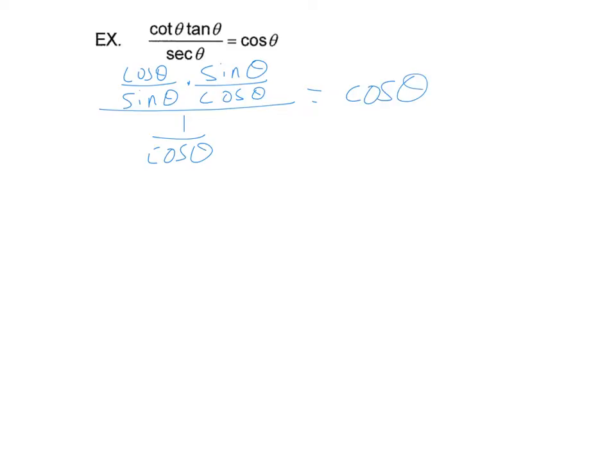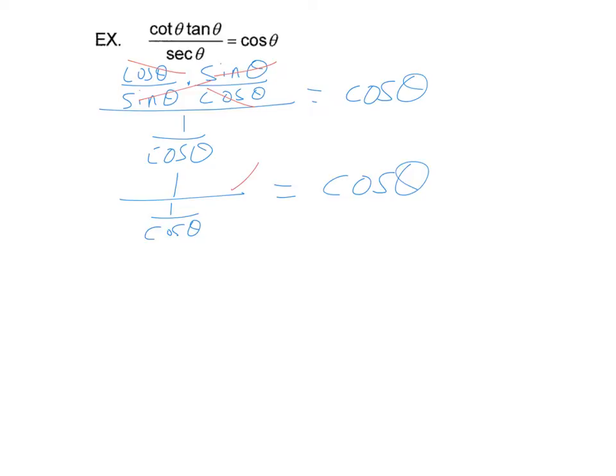For this one, the only strategy that applies here is changing everything to sines and cosines. So on top, cotangent becomes cosine over sine. Tangent is sine over cosine. And then secant is 1 over cosine. On the top, the cosines would cancel, the sines would cancel. If everything cancels, it's not just blank, there's a 1. So I have 1 over cosine.